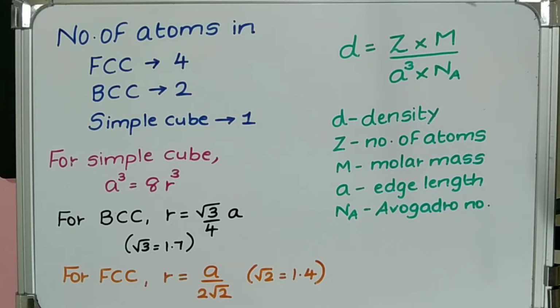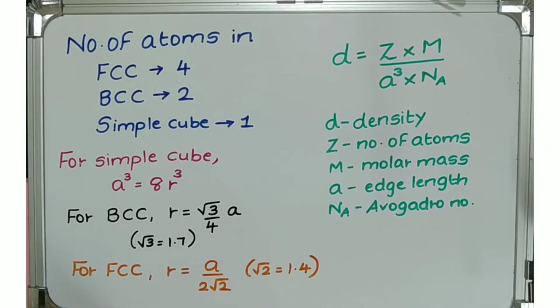Hello children, so let's do a recap of the formulas of chapter number 1 and solve some questions based on these formulas. So number of atoms in face-centered cubic unit cell is 4, BCC that is body-centered cubic unit cell is 2, simple cube it is 1. And see the formula for A and R, where A is the edge length and R is the radius.